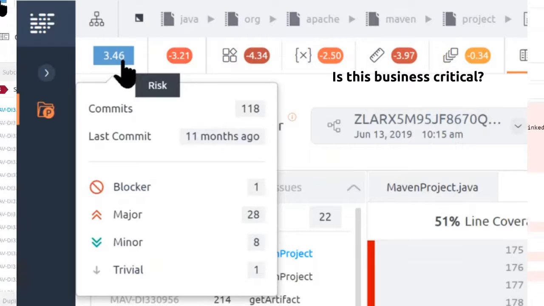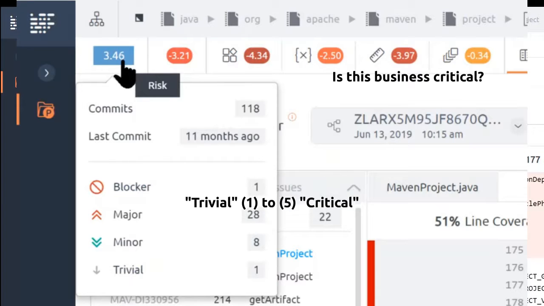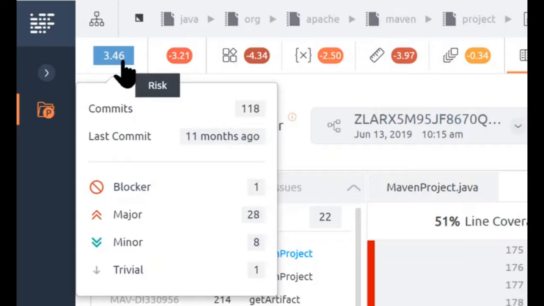So to know if this bad code is not dead and deprecated, we have a risk metric that looks at commits and maps Jira tickets. This component has 28 major tickets and a blocker in it, so this component is rather critical and causes problems that have a high impact on our customers.